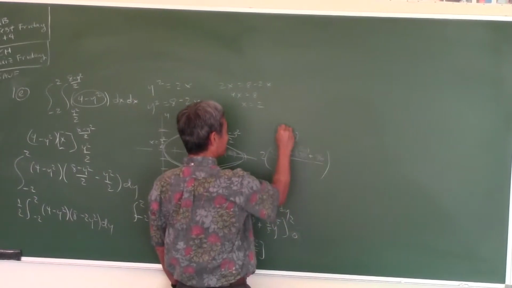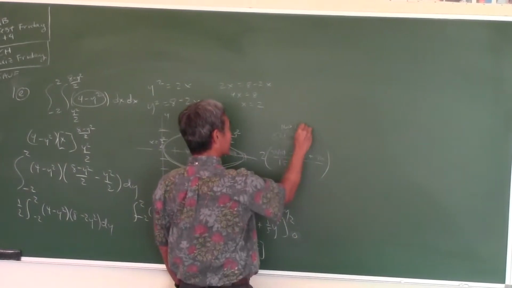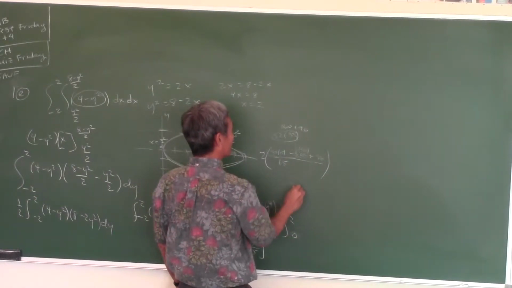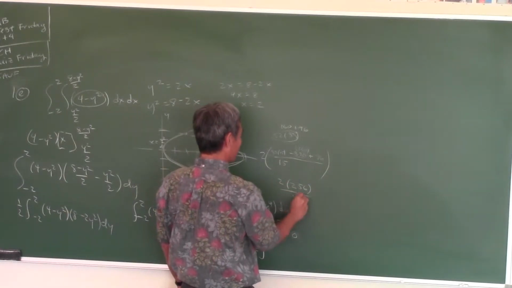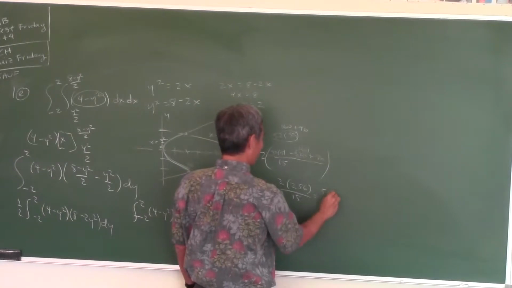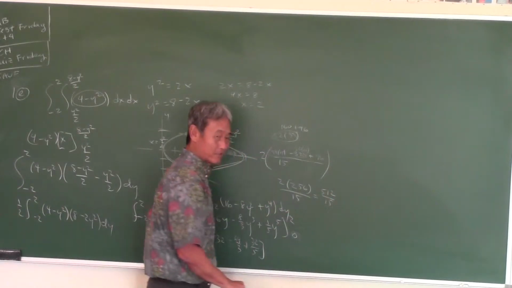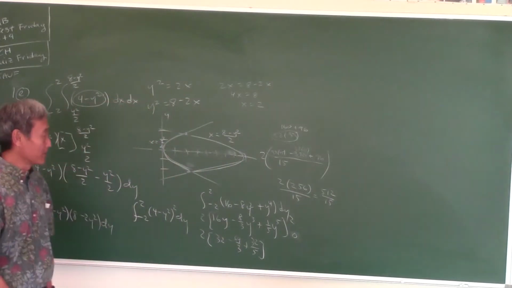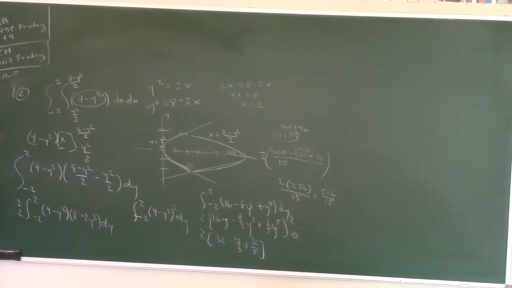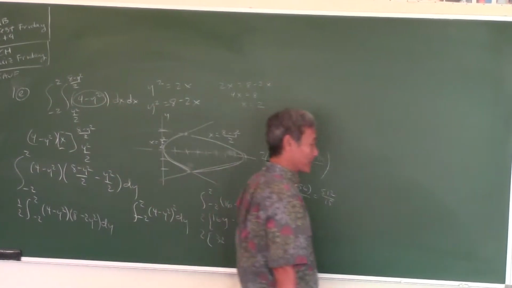So 160 plus the 96 there is 256 times 2 over 15. That's 512 over 15. Is that the answer? Yes. Hey, I still got computational skills. Believe me, when you get old, they disappear quickly.